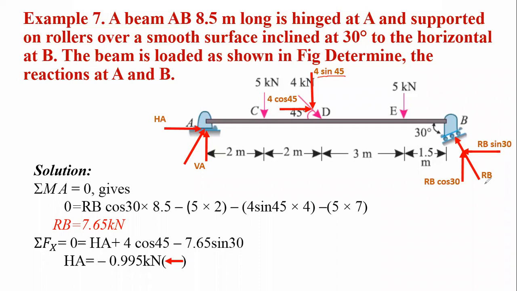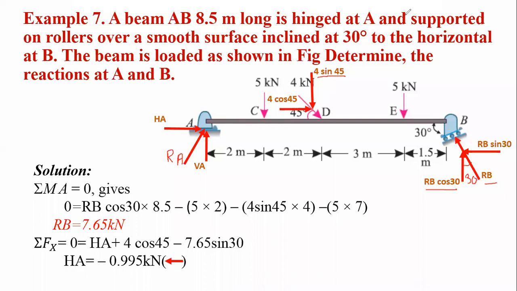Similarly, this reaction RB is making an angle of 30 degree with the horizontal. That's why here this angle is also 30 degree. The resolved components are RB cos 30 and RB sin 30. And here let us consider the components of reaction RA as HA and VA only. Okay, now let us solve this problem and find out the reactions RA and RB over here.